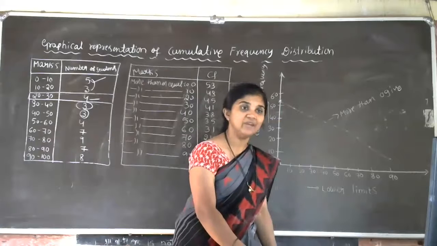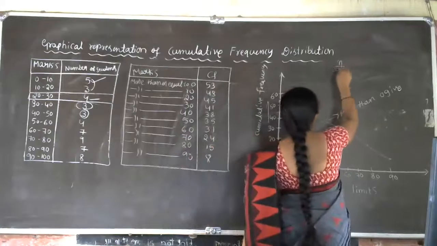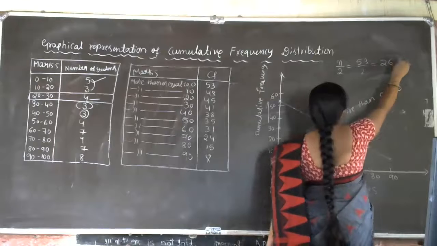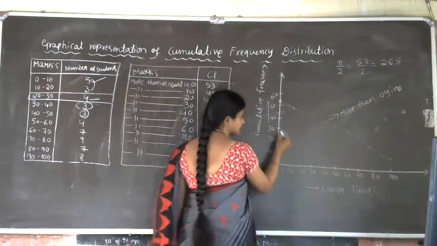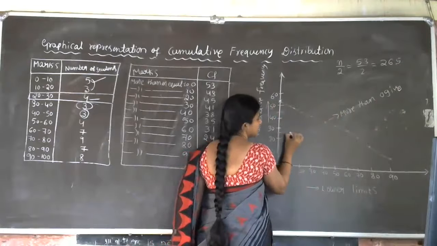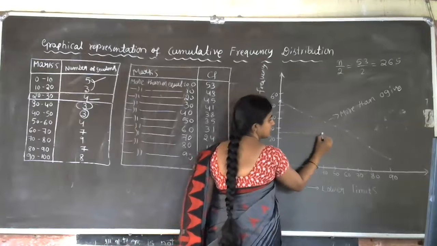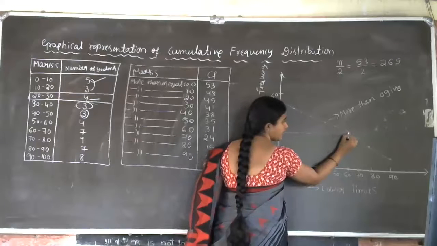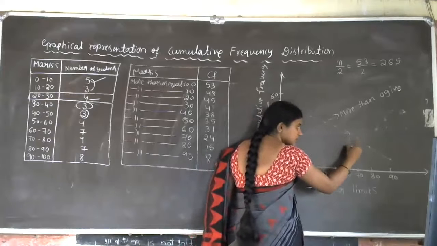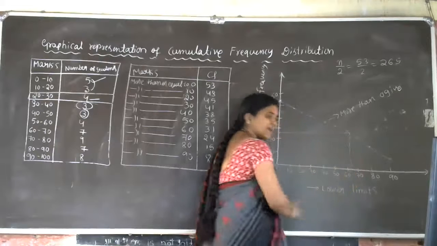Now, same to same, the median. You will get the same median. N by 2, same topic. N by 2, that is 53 by 2, which is 26.5. Now in the cumulative frequency, 26.5 is here. Start one line from here parallel to the horizontal axis. When it touches the ogive, then come down towards the horizontal axis. So you will get it in between 60 and 70 only.